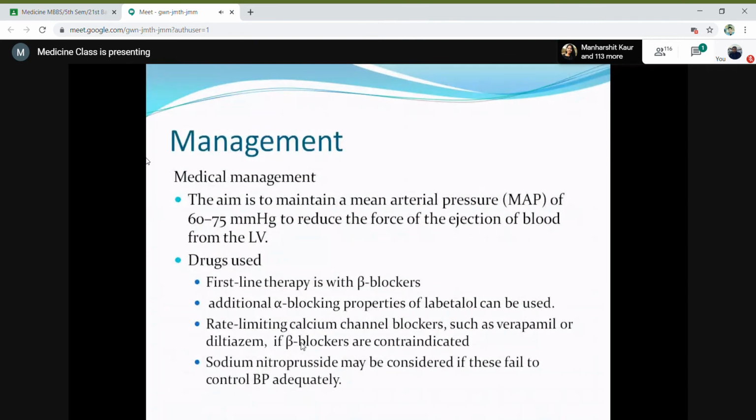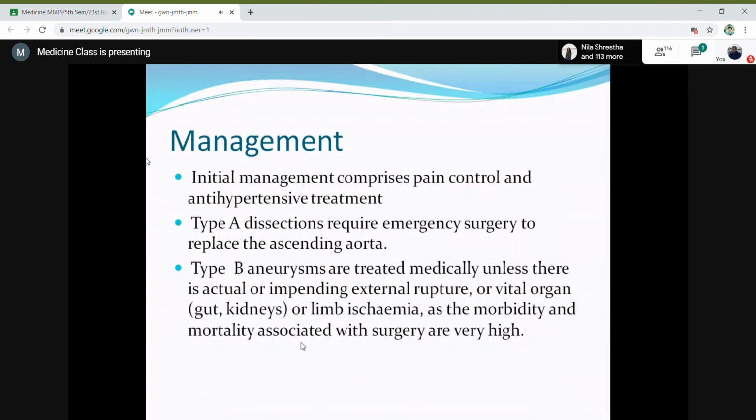For the medical management, the aim is to maintain a mean arterial pressure of 60 to 75 millimeters of mercury to reduce the force of ejection of blood from the left ventricle. Drugs used for this purpose include beta blockers, and sometimes those with added alpha blocking properties like labetalol can also be used. We can also use rate-limiting calcium channel blockers like verapamil and diltiazem if beta blockers are contraindicated or if it is not controlled with a beta blocker. Sometimes sodium nitroprusside may be considered if these fail to control the blood pressure adequately.